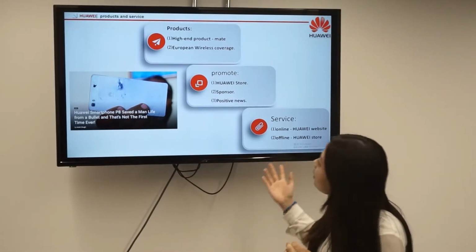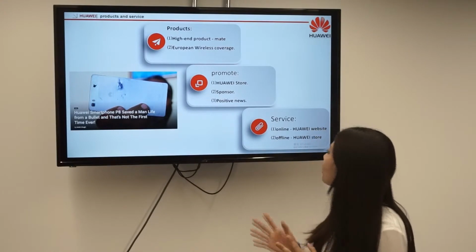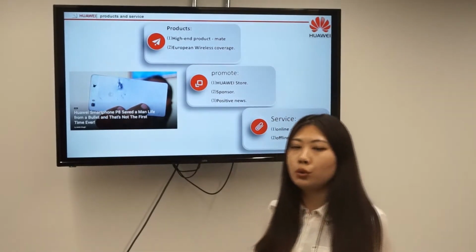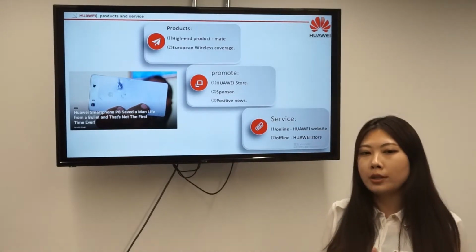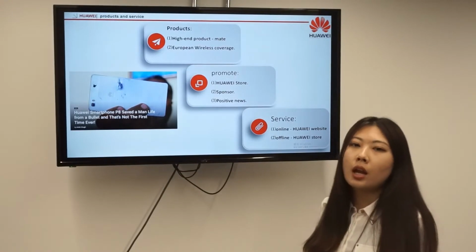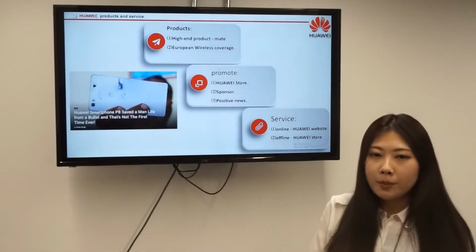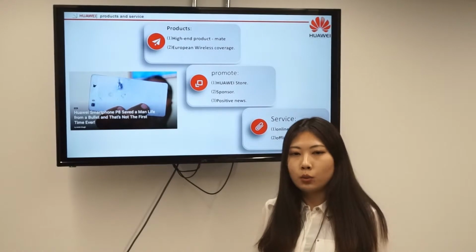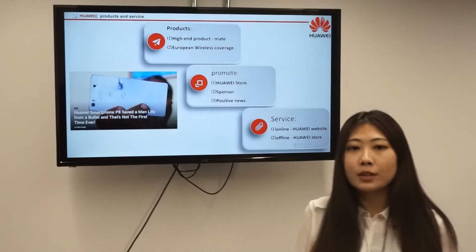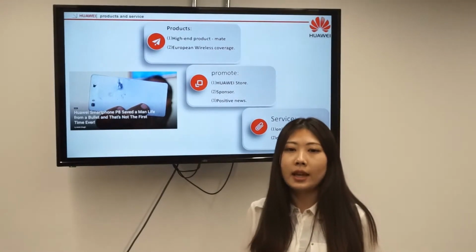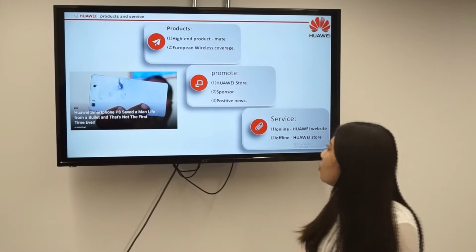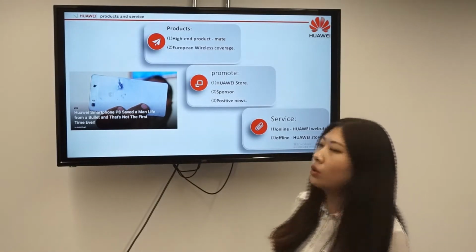The third part is about the product and service. The high-end products, we want to put more Mate series, and for the European wireless coverage. In the MBB era, Huawei Wireless Network continuously focuses on providing solutions as well as providing the best end user experience. And for promotion, we want to open more Huawei stores.